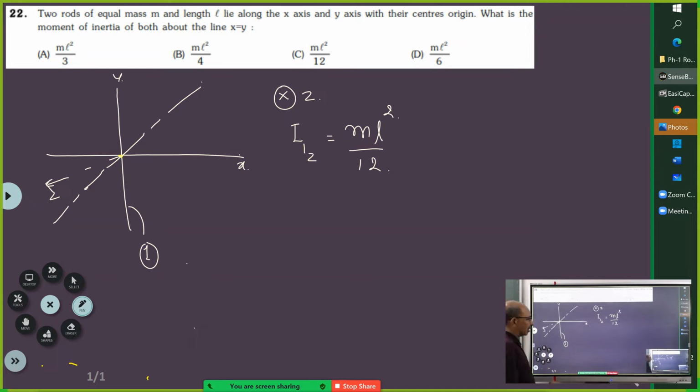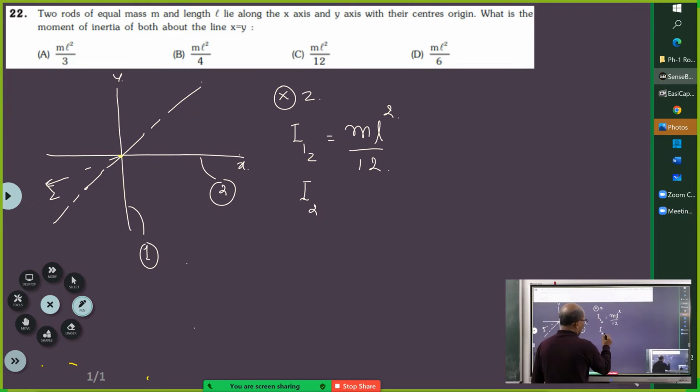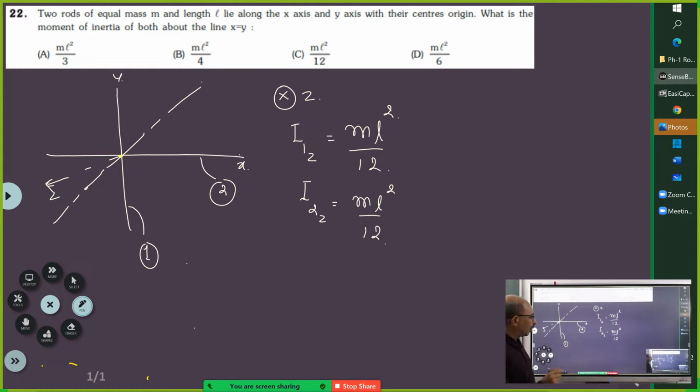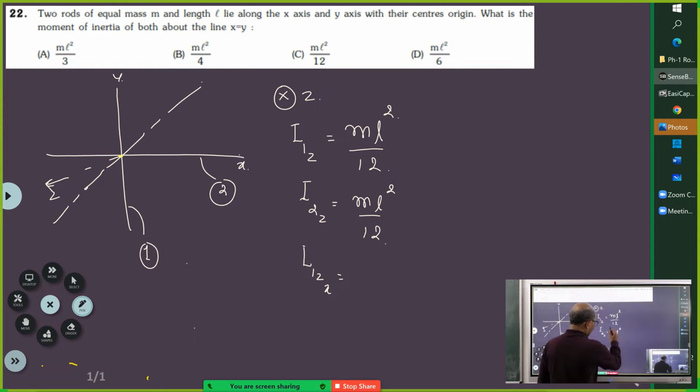Then similarly, the moment of inertia of the second rod along the z axis at the same point, I2z, will also be ML square by 12, correct? So what is the total moment of inertia of 1 and 2 along the z axis? It will be this plus this, so it will be ML square by 6, correct?